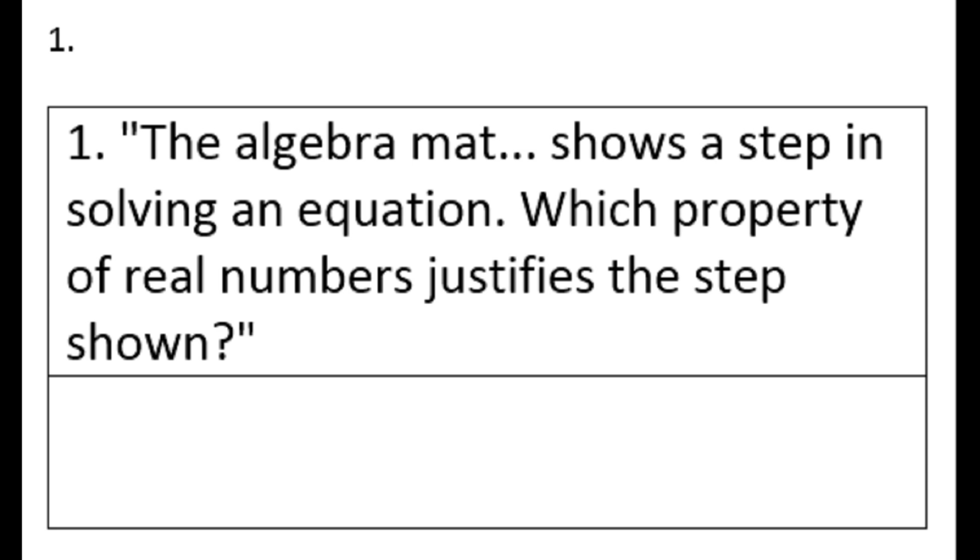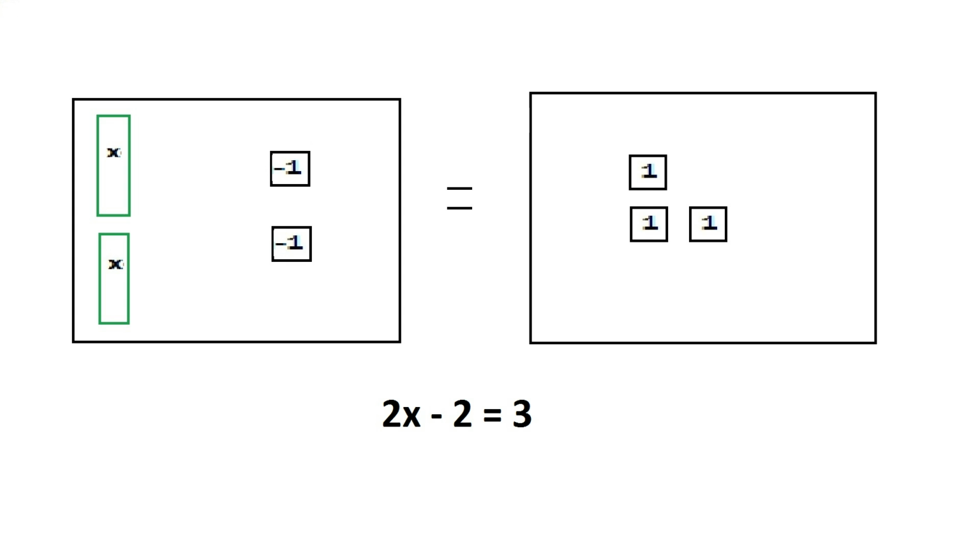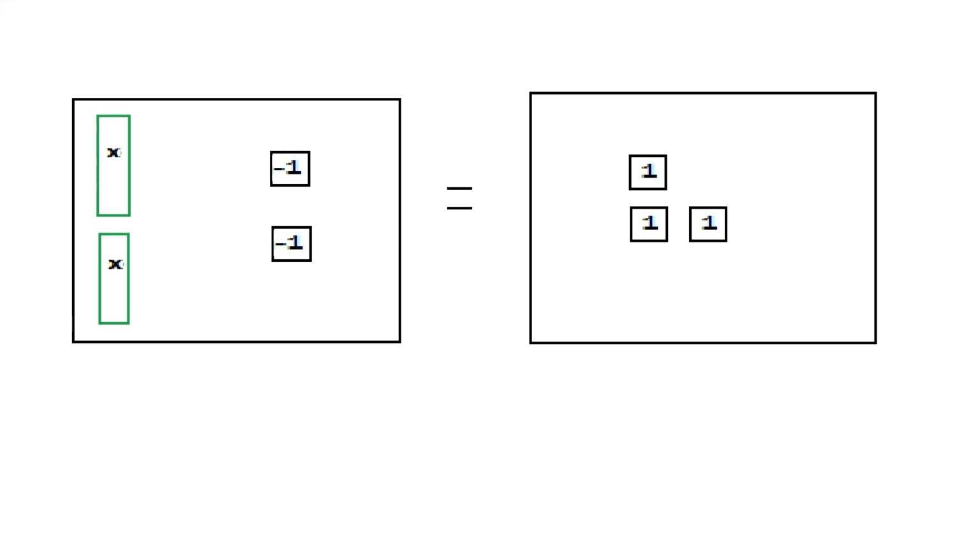Now, the first question here asks us, we have an algebra mat, and it shows a step in solving an equation. So which property of real numbers is demonstrated? So we have 2x minus 2 equals 3. What's our first step for this?